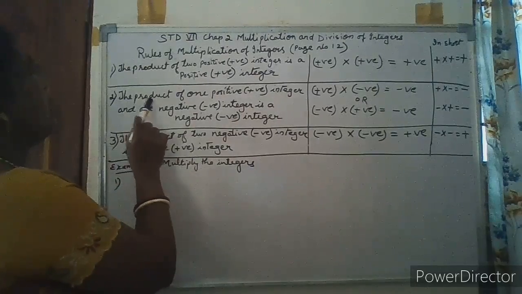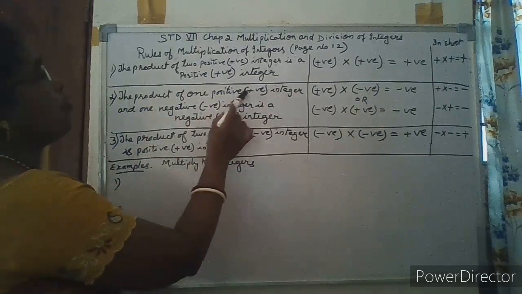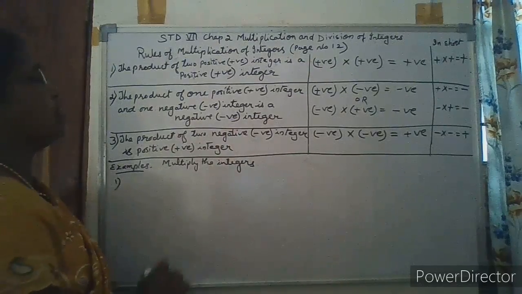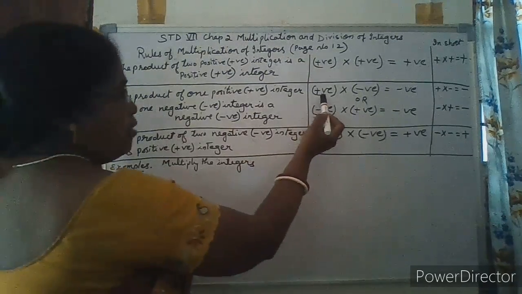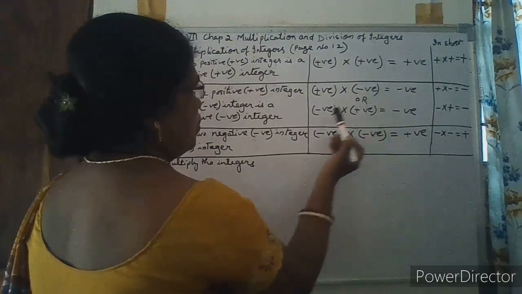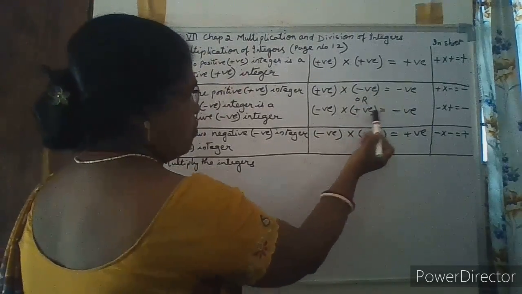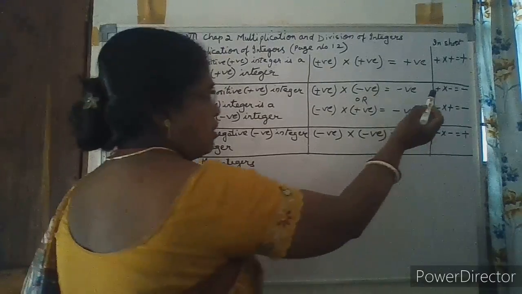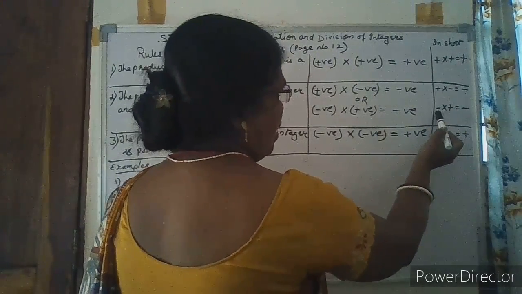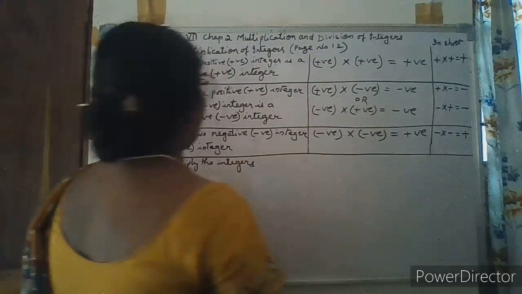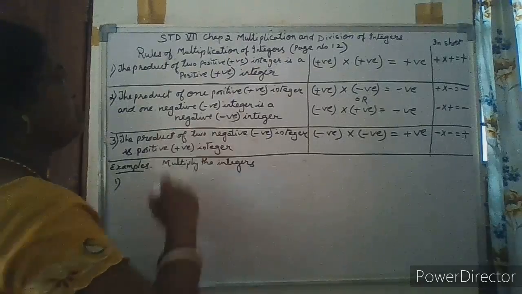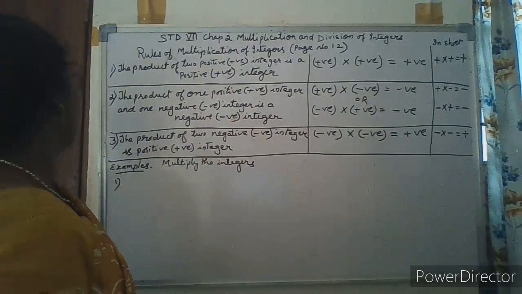Now, the second rule is that the product of one positive integer and one negative integer is a negative integer. So, positive into negative is negative, or negative into positive is negative only. In short, you have learned plus into minus is equal to minus, or minus into plus is equal to minus.